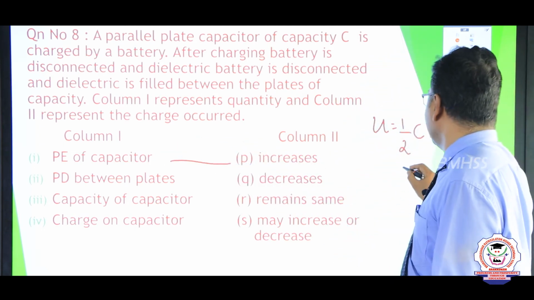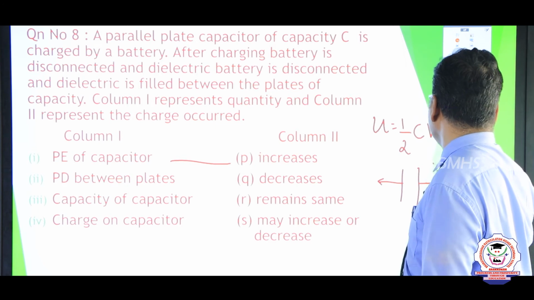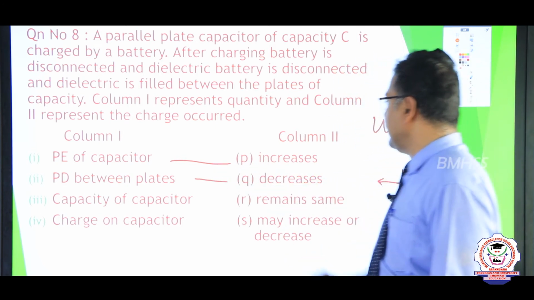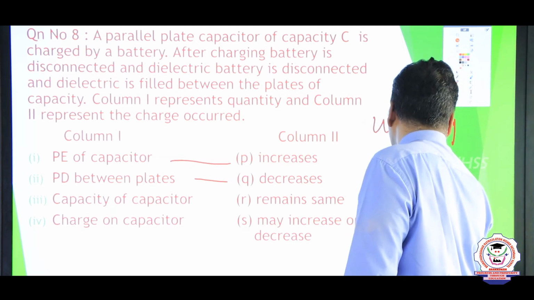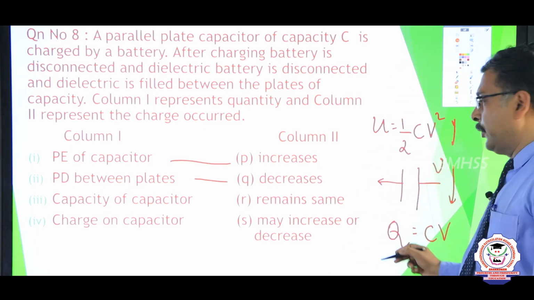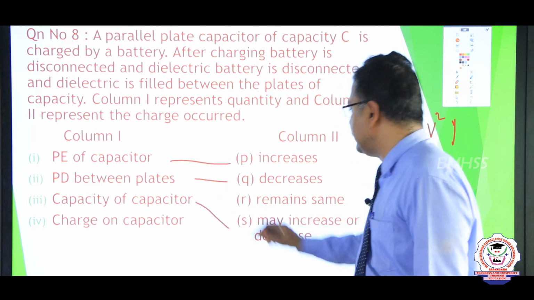What happens to the potential difference between them when the distance increases? The potential difference voltage decreases. So the second is also correct. Third, the capacity of the capacitor. What is the capacity of the capacitor? Q is equal to CV. So nothing is told about V or Q, so we cannot infer, it may increase or decrease. So this is the answer.